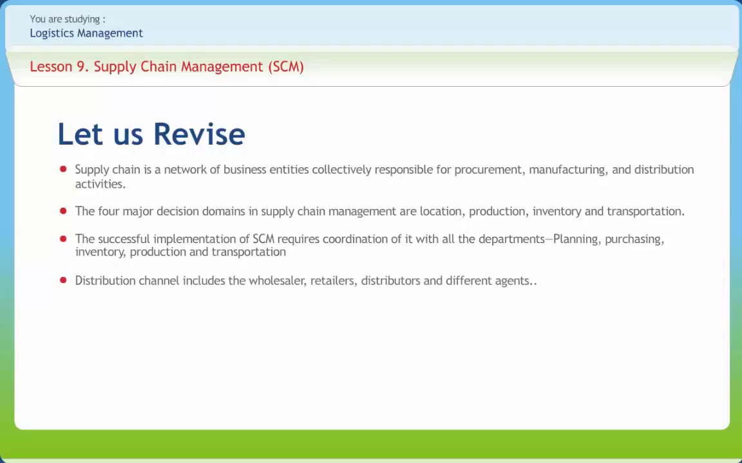Distribution channel includes the wholesaler, retailers, distributors, and different agents.